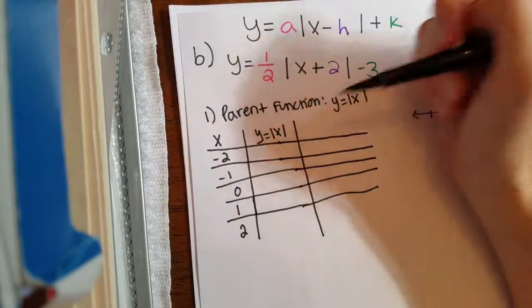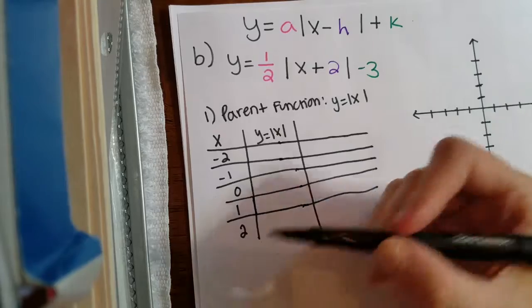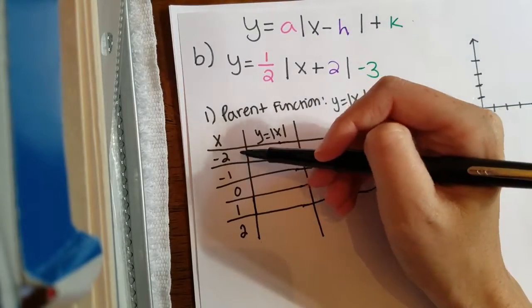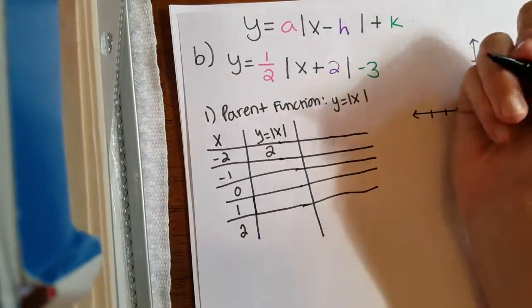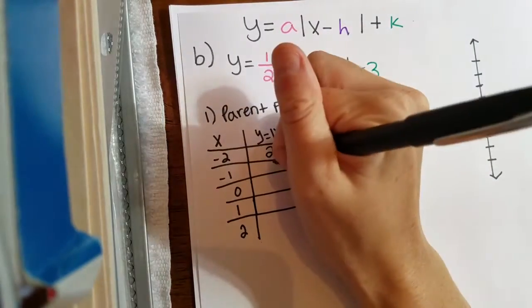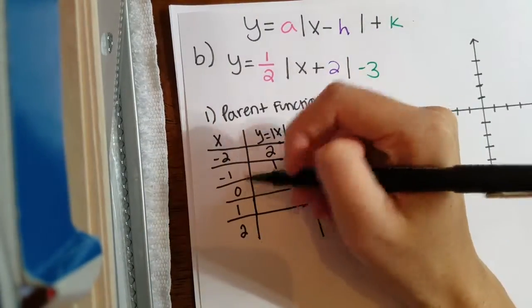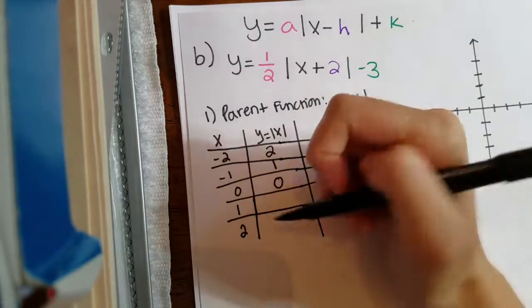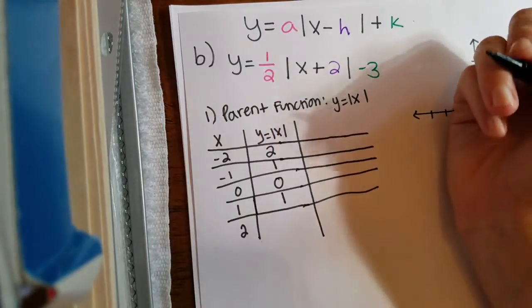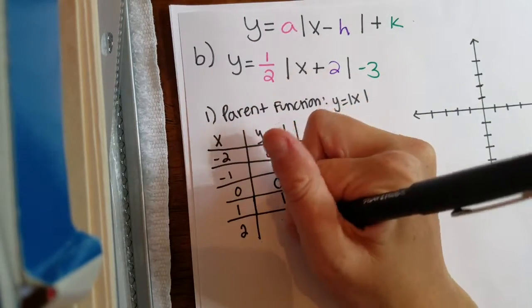So all that's going to happen is we're going to take the absolute value of all of our x's. So the absolute value of -2 is +2. The absolute value of -1 is +1. The absolute value of 0 is simply 0. The absolute value of 1 is 1. And the absolute value of 2 is 2.